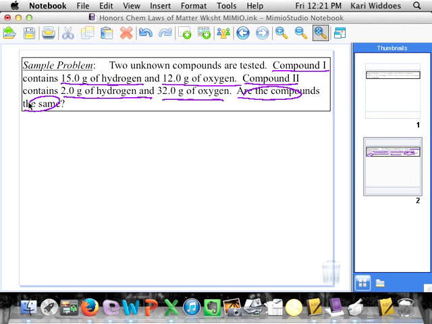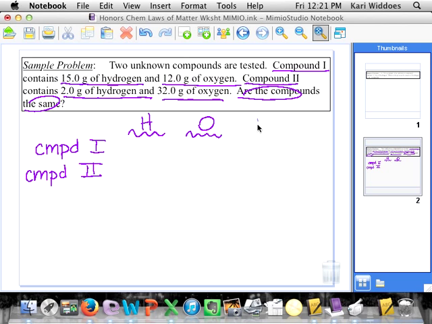The ratio has to be equal. 1 to 1. 1 to 1. Anything but 1 to 1, they're not the same. So I'm going to make a chart to organize the information. So compound 1, compound 2. Then I have hydrogen, oxygen, and the ratio. Does it matter whether we divide hydrogen into oxygen or vice versa?